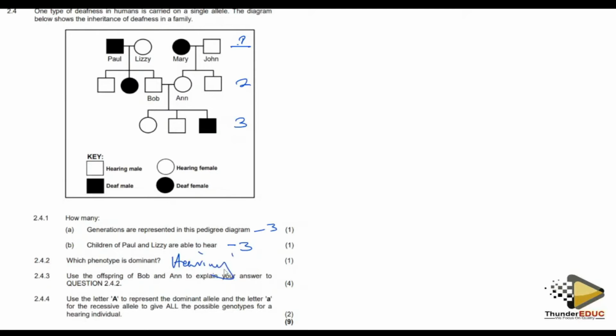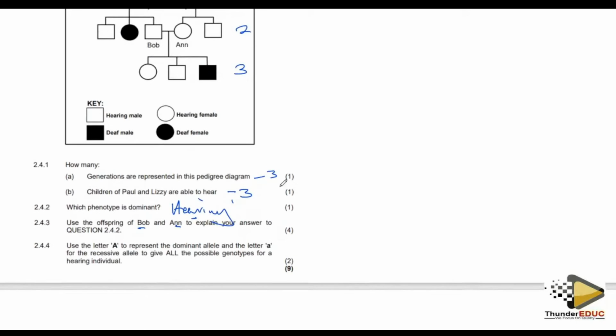Hearing. Yes. And then use the offspring of Bob and Anna. Oh, Bob and Anna. So it's the same thing we have used. We use the same example. Why are you saying that hearing is the dominant allele? As I said, use Bob and Anna to explain your answer. Bob and Anna, yes, look.